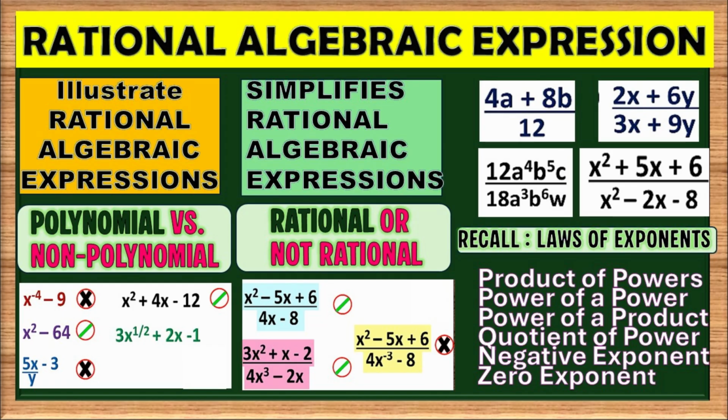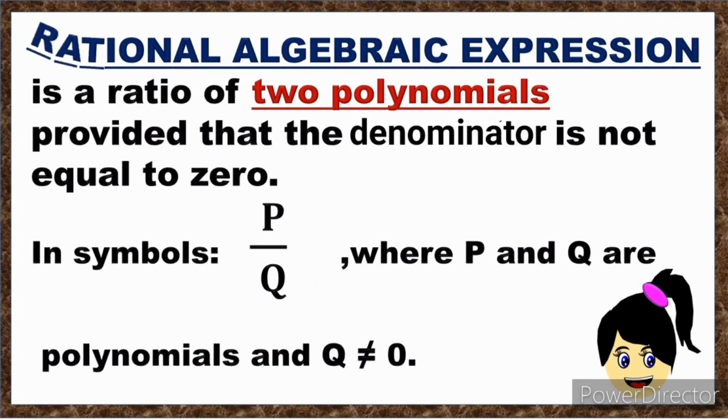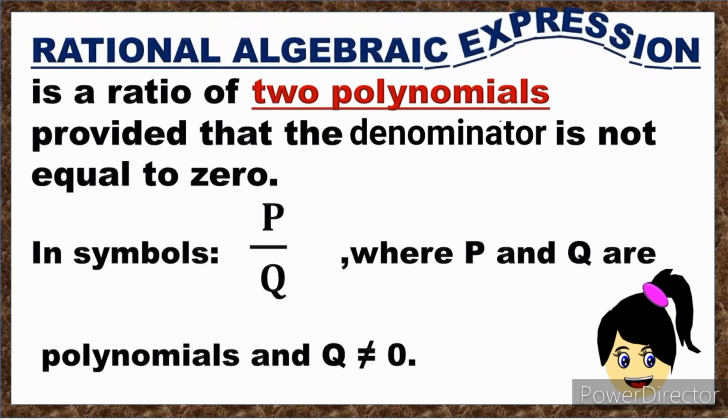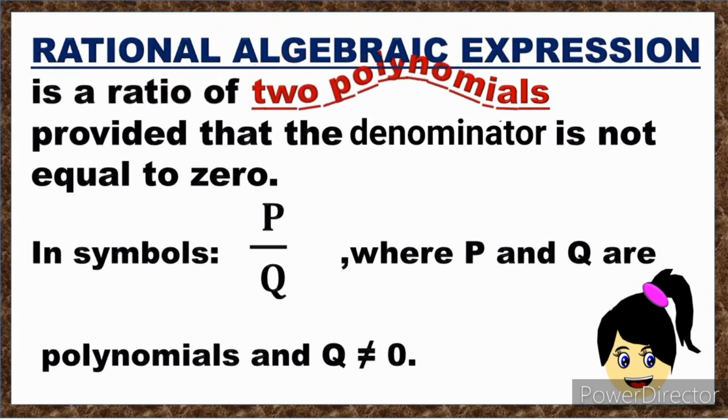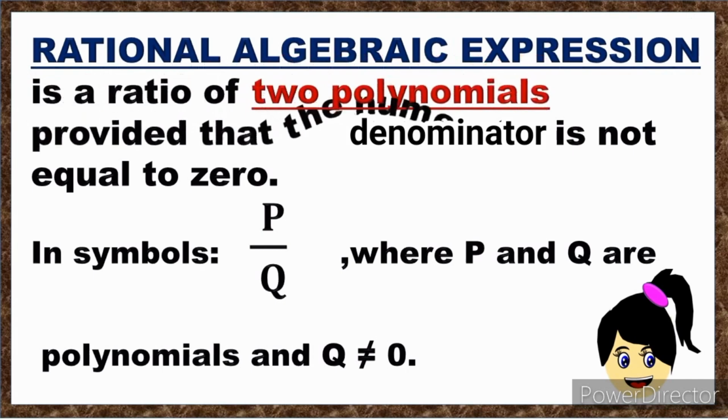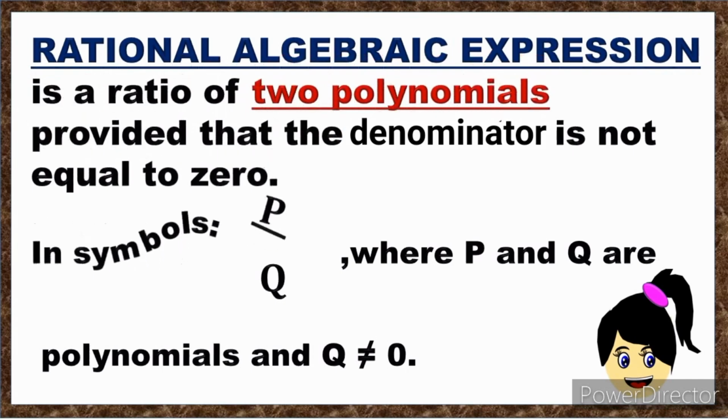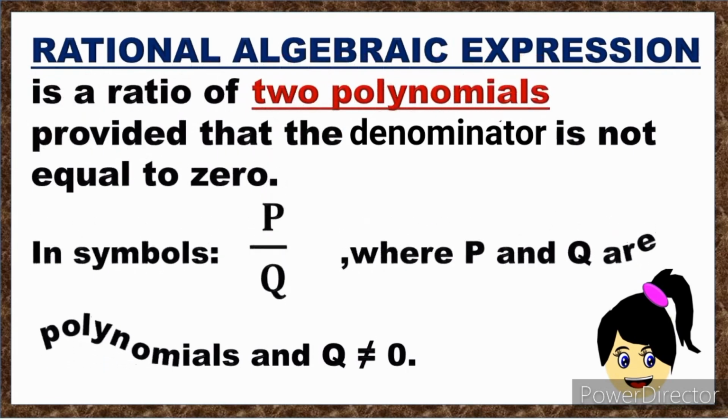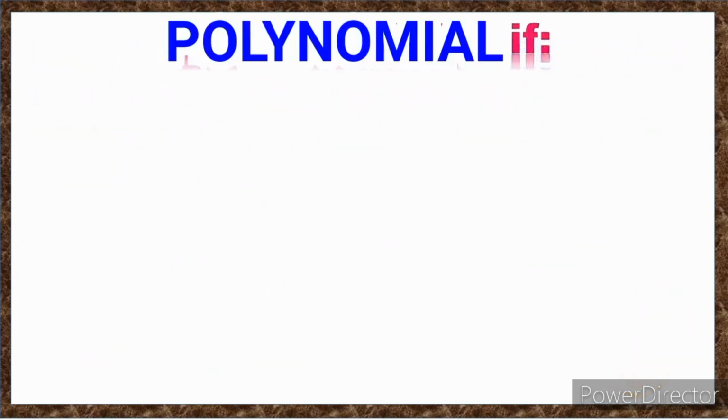rational algebraic expression. Okay, so let's have the definition of rational algebraic expression. It is a ratio of two polynomials provided that Q is not equal to 0. In symbols, we have P over Q, where P and Q are polynomials and Q is not equal to 0. Okay, in short, rational algebraic expression, ito yung dalawang polynomials na nag-form ng fraction. Isa sa numerator, isa sa denominator. Basta yung denominator niya is not equal to 0.